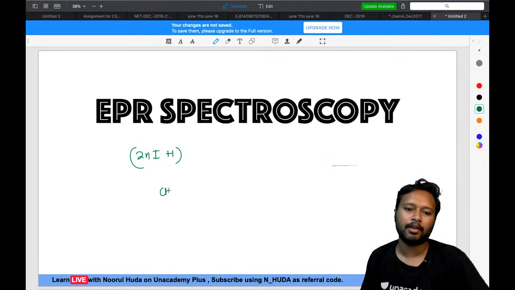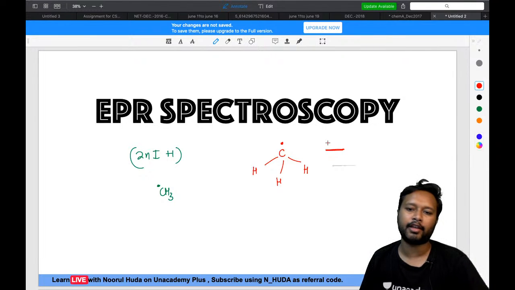For example, if I have a CH3 radical, a methyl radical, I have one unpaired electron on the carbon atom. Remember this, carbon has this unpaired electron. Right now it just has a single energy level. It is not splitting into any other energy levels.